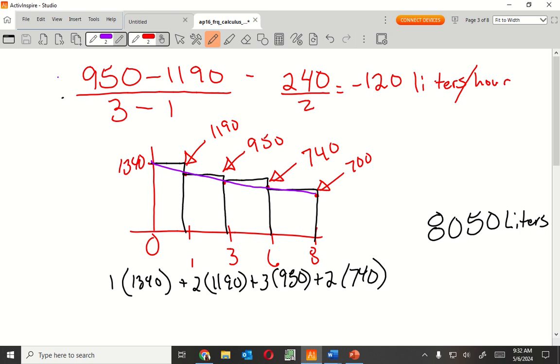Since I'm connecting the dots right here, is this an overestimate or underestimate? It's over. Why? Are your rectangles above the line? Yeah, the rectangles are above the line. So in a left hand, and it's decreasing, this is going to be an overestimate. But now we could actually show in this right here that this is an overestimate given my graph. So you could actually show it like that too, to still get the points.